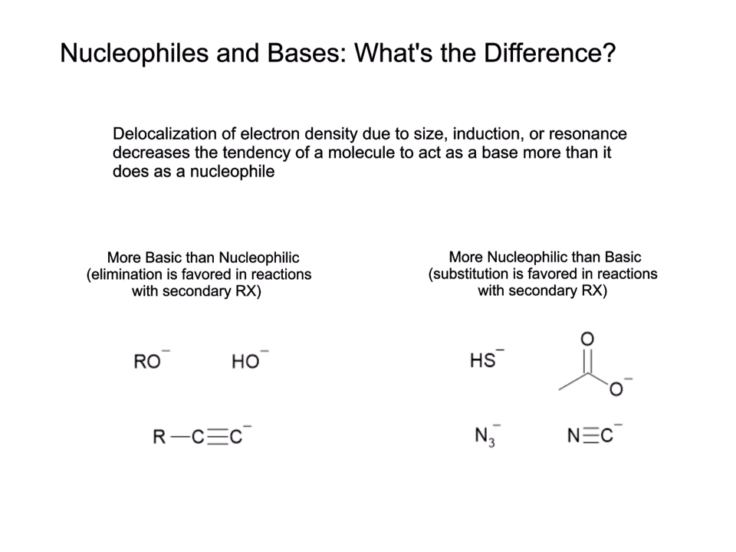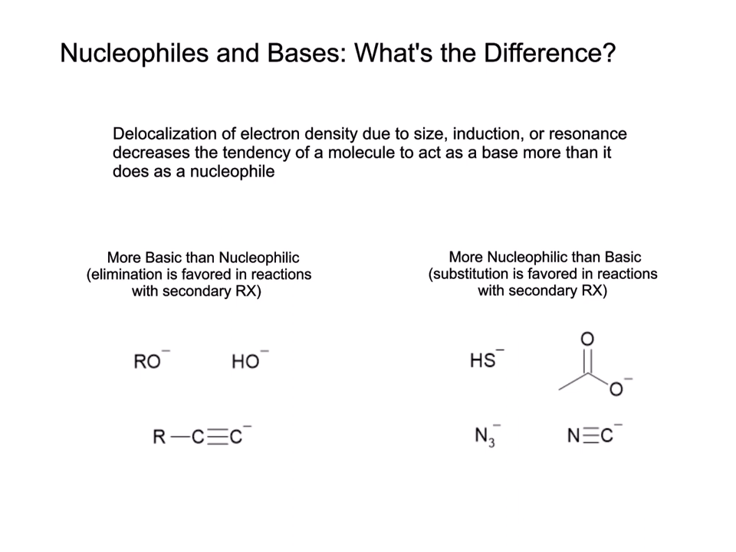That is, when they react with secondary alkyl halides, elimination tends to be favored. You'll see that in OR-, OH-, and in that acetylide anion on the bottom, that negative charge is very strong and very localized to a single spot on those molecules. In other words, we did not delocalize the electron density. That tends to favor basicity.